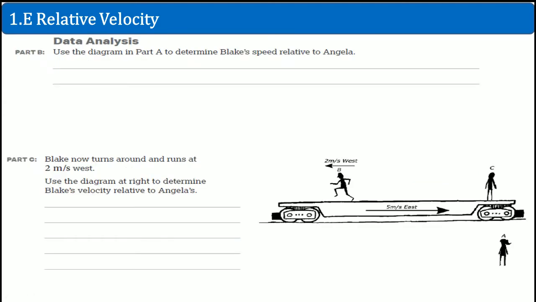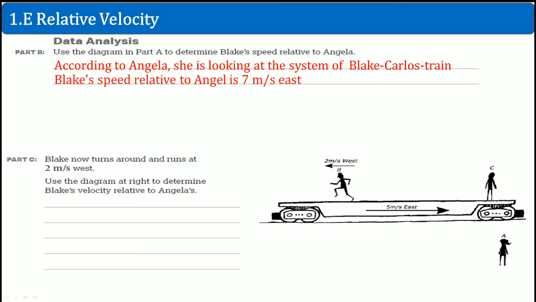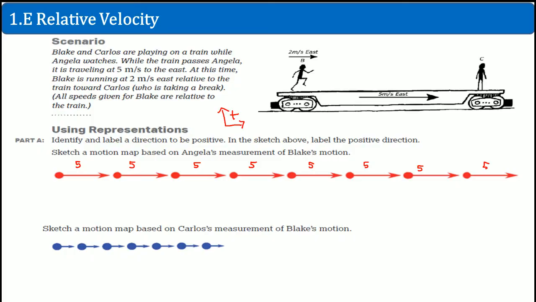All right, so using the diagram from part A to determine Blake's speed relative to Angelica, according to Angelica, she's looking at Blake and Carlos on the train. Blake's speed relative to Angelica is 5 meters per second. Why? Because Blake was going east plus the train, which was going 5 east. So in total, he had 5 going east. But if you look at Carlos's, Carlos is stationary. That's why his is actually smaller.